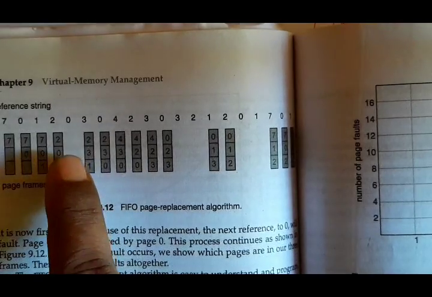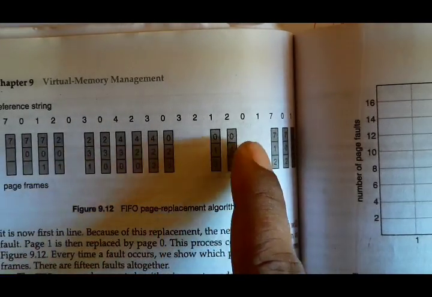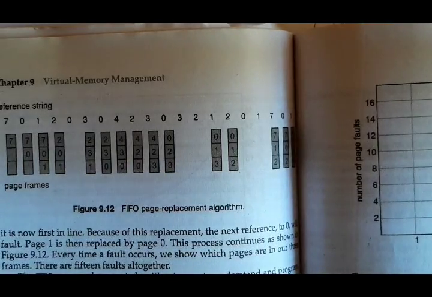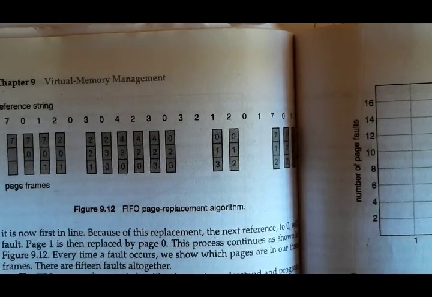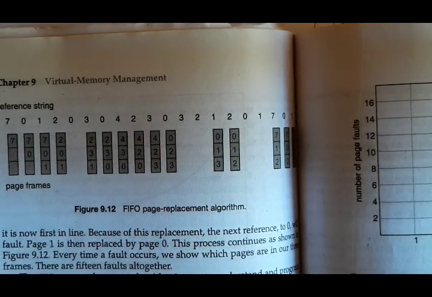How many hits are there? Page hits 1, 2, 3, 4, 5. 5 hits are there. Clear, no? So many page faults are there. It's clear, no? Thank you.